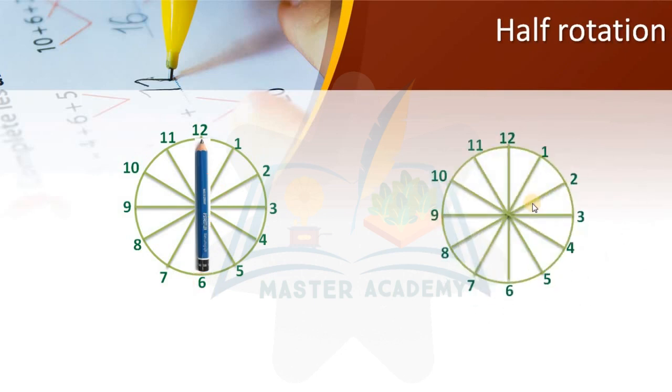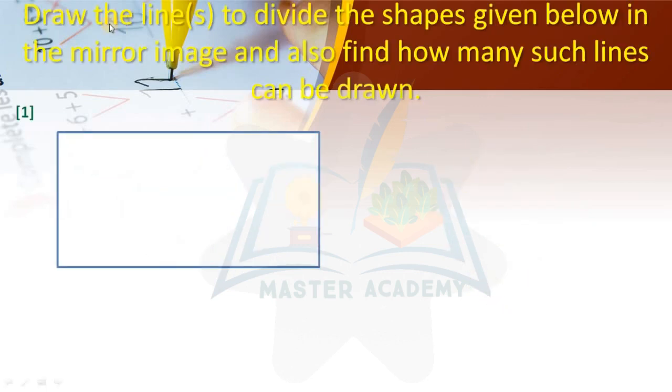Okay, see now, yes or no? So it is known as half rotation. Okay, 12 to 6, 6 to 12, it is known as half rotation. Clear what I am telling you, beta? The shape of the pencil looks like this in the first figure, and in the second figure it looks like this. Okay, up and down. Clear? Now we will move to the next question.